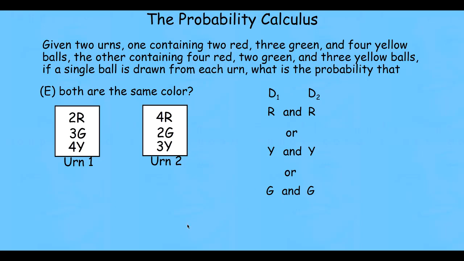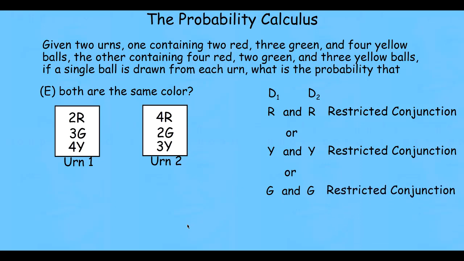So now I think about the rules I need to use here. Well, restricted conjunction for the red, restricted conjunction for the yellow, restricted conjunction for the green. Again, restricted conjunction requires they're independent, and what I draw from one urn doesn't affect what I draw from the other urn. So I'm good. I've got ors here, right? I can get it this way, or this way, or this way.